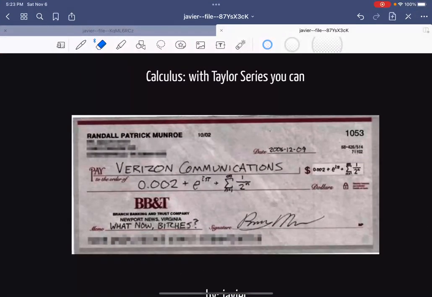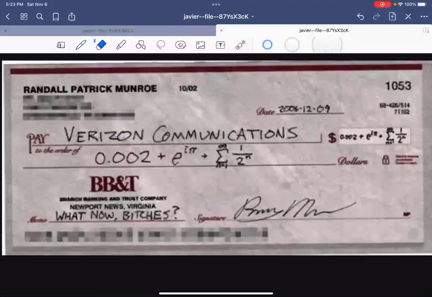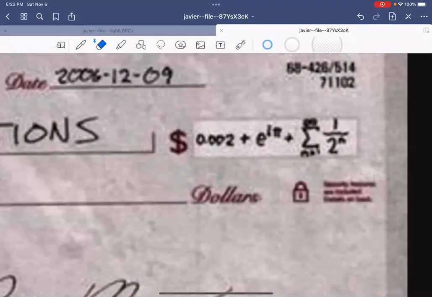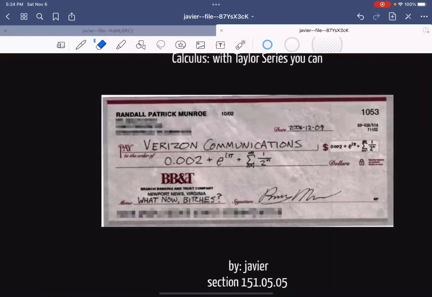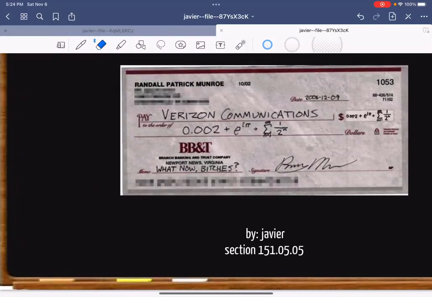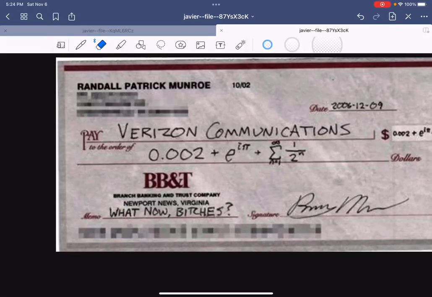All right, so today we are continuing with our discussion of Taylor polynomials. Specifically, we have this interesting little check that somebody wrote, made out for the amount of 0.002 plus e to the i pi plus the infinite sum from 1 to infinity of 1 over 2 to the n. Whoa, with an attitude. Interesting. Maybe by the end of today's lecture, we can figure out exactly how much this check is written for.